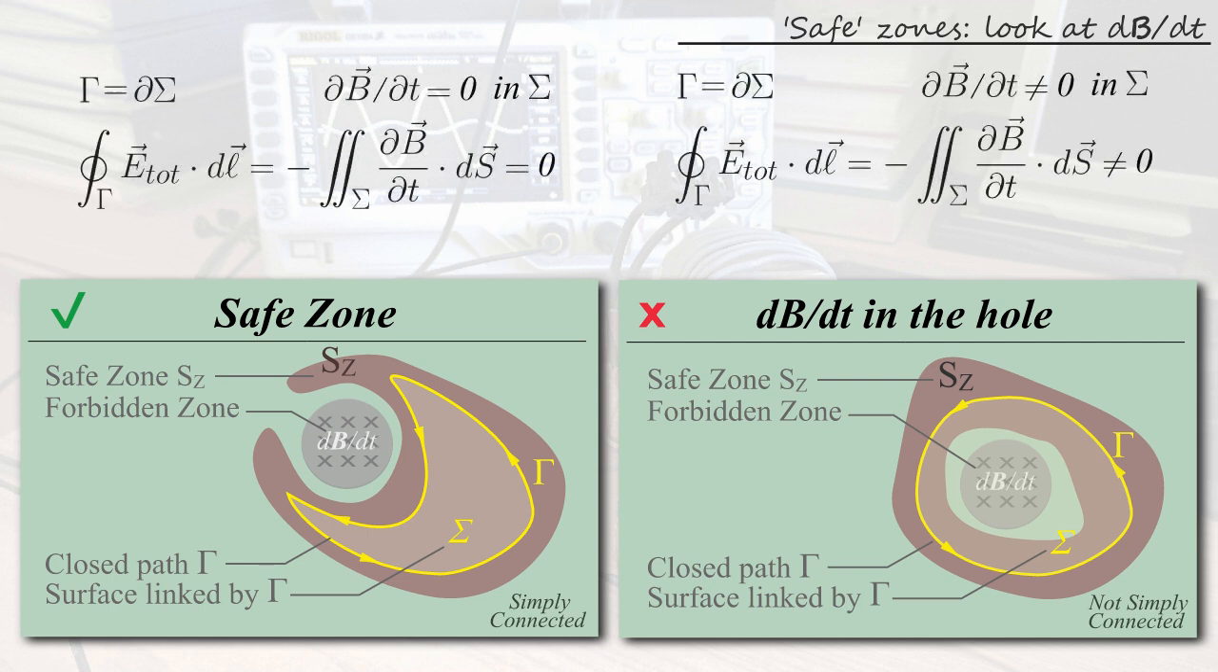In fact, the integral of the electric field along the yellow closed path is the circulation of E, the total electric field, and Faraday's law tells us that it must be equal to the flux of dB/dt in the forbidden region, linked by the path. If there is a source of magnetic induction inside the hole, this integral will in general be not zero, and we cannot allow this to happen since the existence of closed paths with non-zero circulation is what prevents voltage from being path independent. We must therefore impose the condition that a safe zone cannot have any hole.